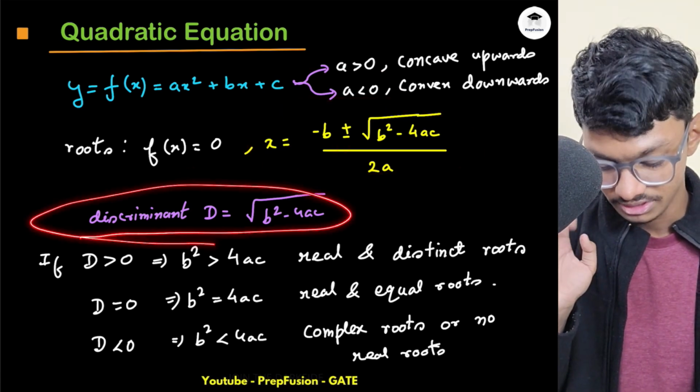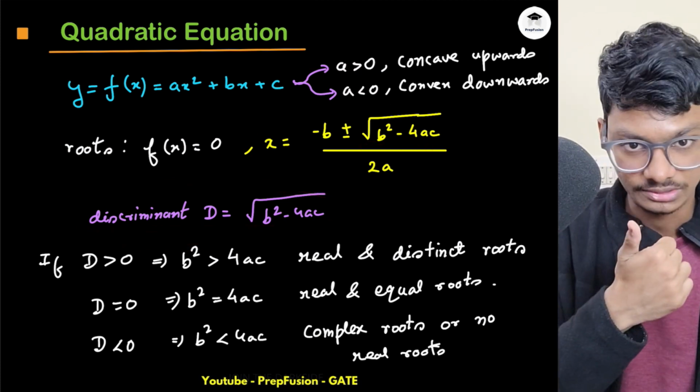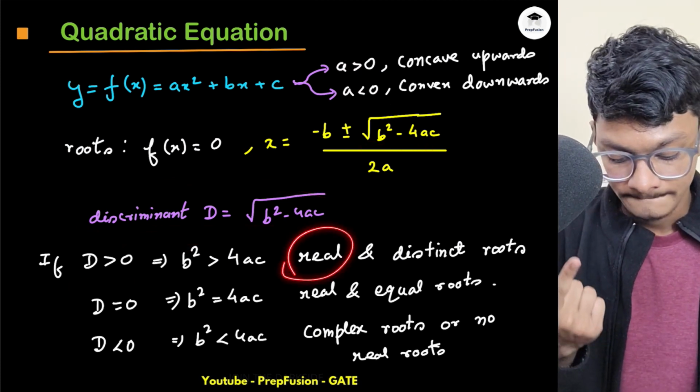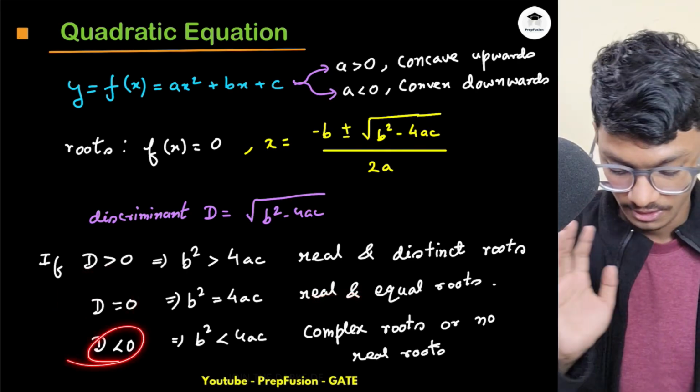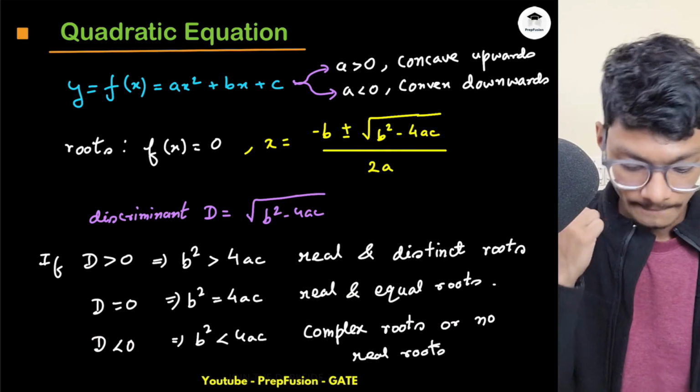Now this is known as the discriminant. This b square minus 4ac is known as the discriminant. If D is greater than 0, my roots will be real and distinct. If D is equal to 0, my roots will be real and equal. If D is less than 0, roots will be complex, or no real roots.